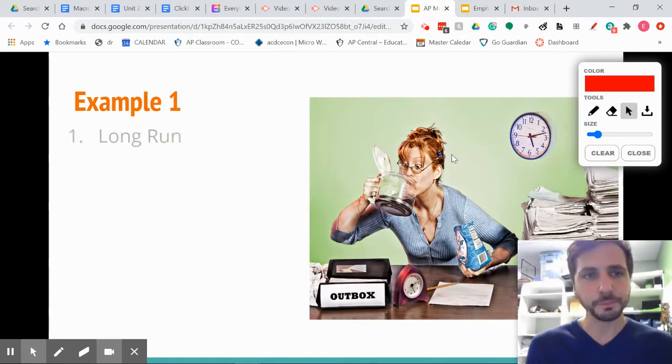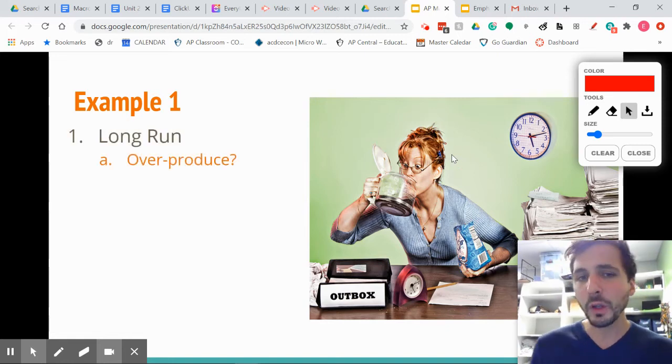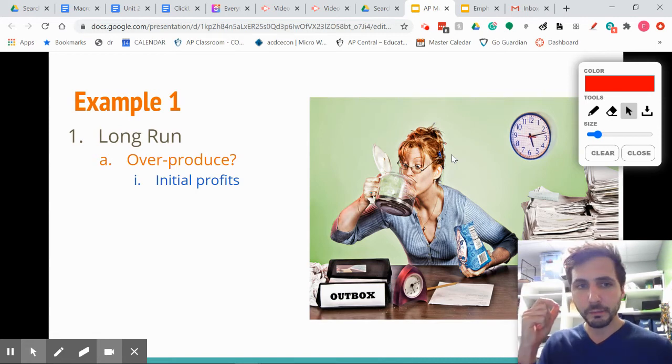A couple of examples for you. Example number one. Let's say in the long run, you overproduce as a business, you're producing too much. So initially, you get profits.